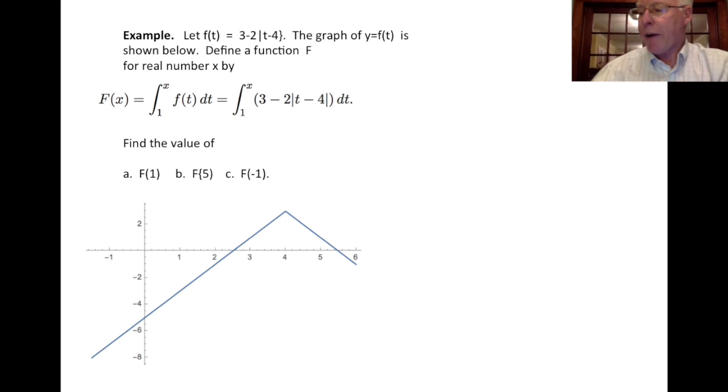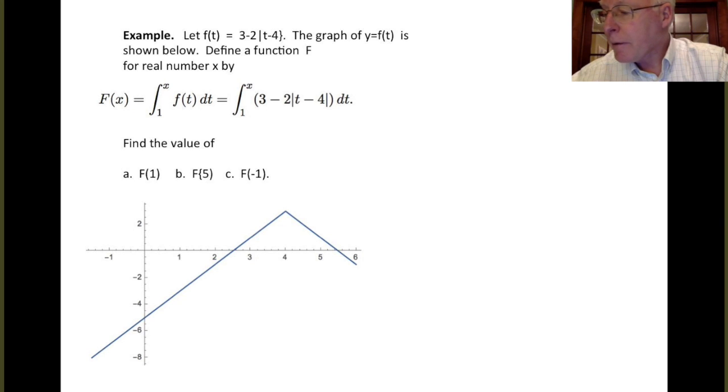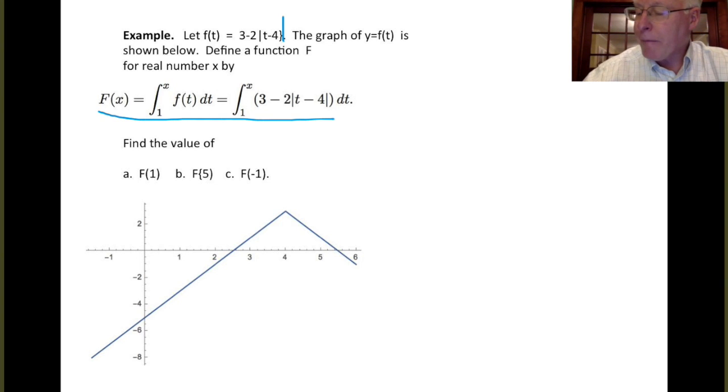Let's practice working with one of these functions. Let's take a function f of t defined as 3 minus 2 times the absolute value of 4 minus t. The graph of this function is shown below. We're going to define a new function, capital F, as follows. Capital F will be found by integrating little f from 1 to t. I want to take note here that we want to be careful about the variable in these contexts. We're using t as the dummy variable of integration.